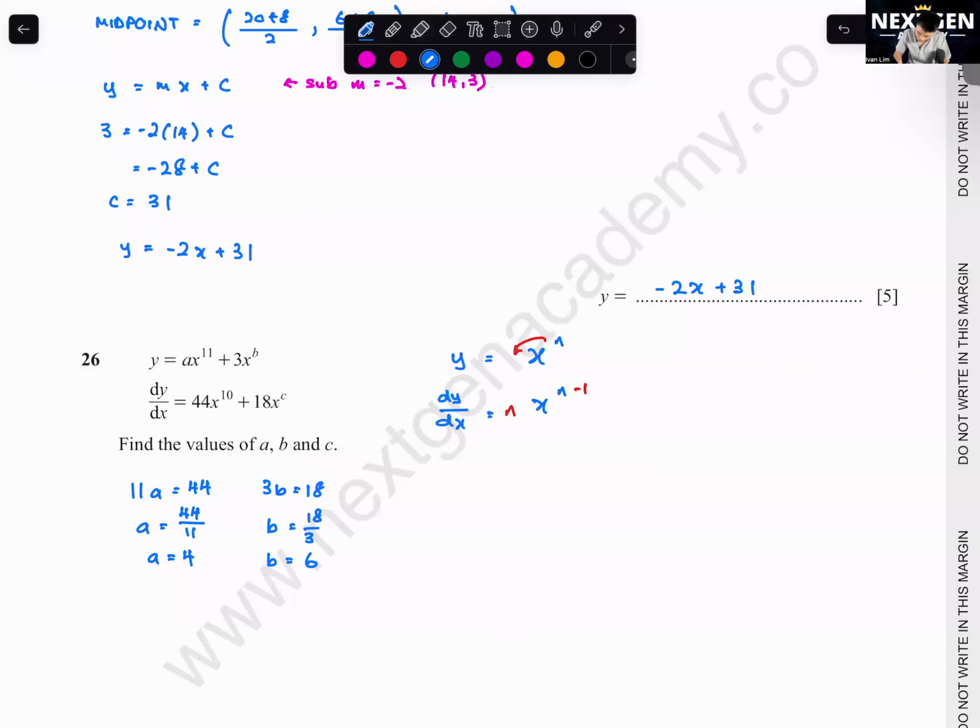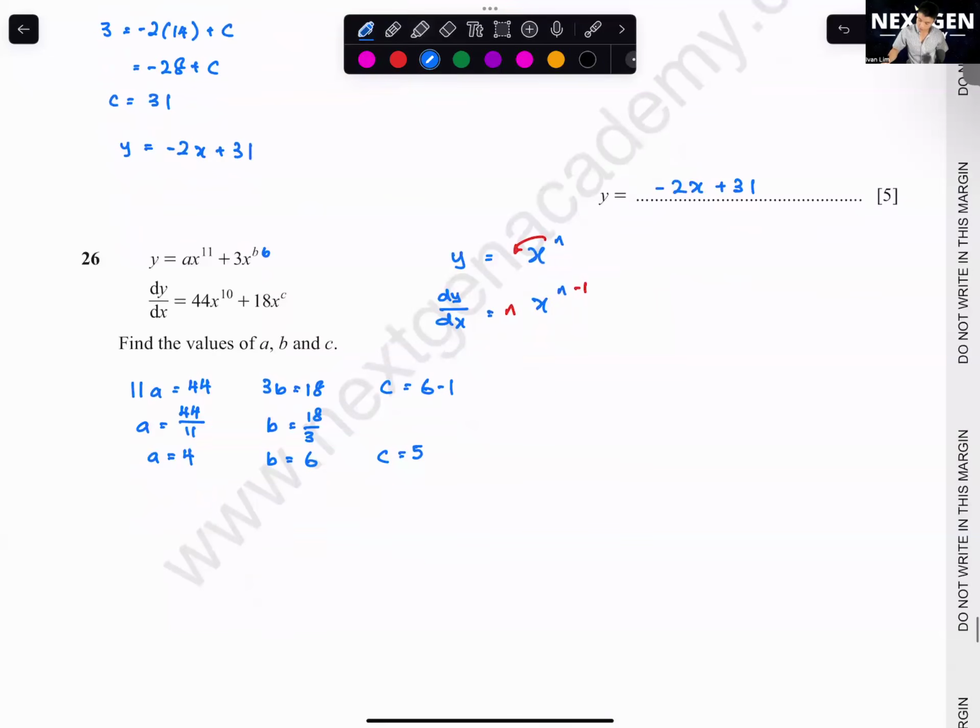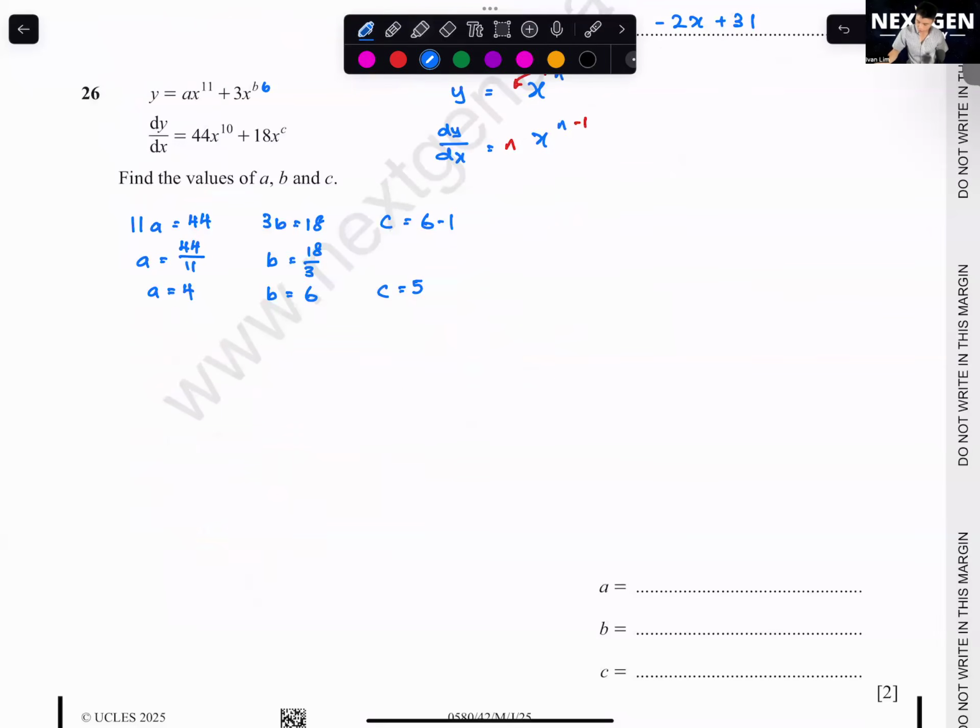Okay, the final one. How to find the c value? This one is 3x to the power of 6 already, right? So b will minus 1. So c equals 6 minus 1, because your power needs to minus 1. Therefore, c is just equal to 5. Oh, 2 marks only, this one. 4, 6, 5.